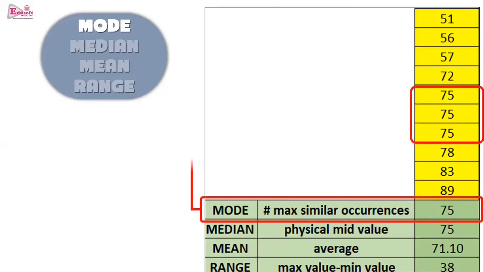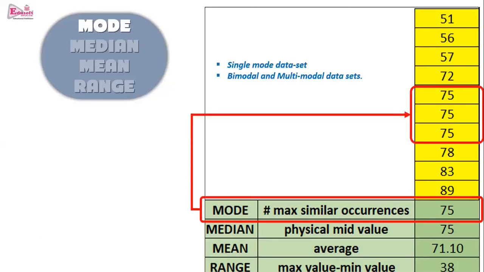And generally in real life, you will not find a single mode data set. This is a single mode data set because only one value is repeated. But in real life, there could be multiple values which are repeating. Such a data set will be called a multimodal data set. If two values are repeating, it's bimodal, otherwise multimodal. If a very small data set is there, say the data about the students in a school, there could be a possibility of a single mode data set.